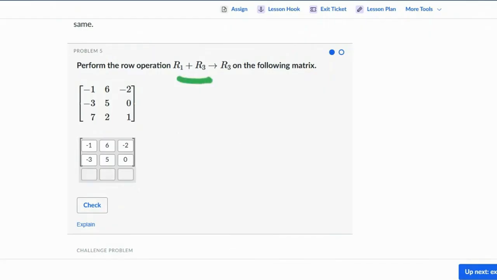So let's take row 1 and row 3. So we're going to take negative 1 and we're going to take 7. And we're going to add them together. If you think of it, it's negative 1 plus 7.